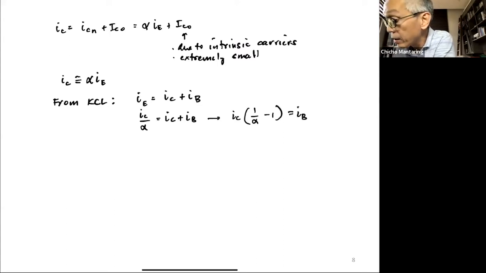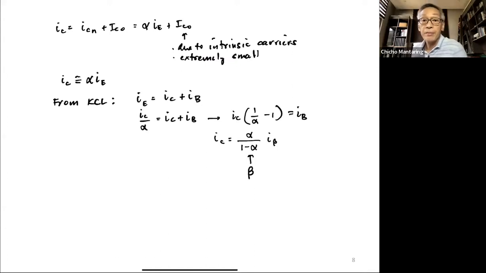Okay, or IC is equal to, this is (1 minus alpha) over alpha, no? Or alpha, this is going to be alpha over 1 minus alpha multiplied by IB. And this answers the question earlier. This is now what we call your beta. So you have IC is equal to beta times IB, where beta is now your common emitter DC current gain.